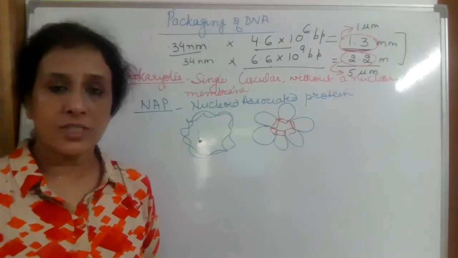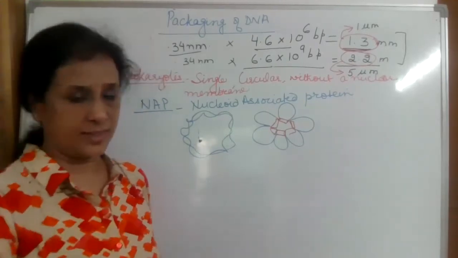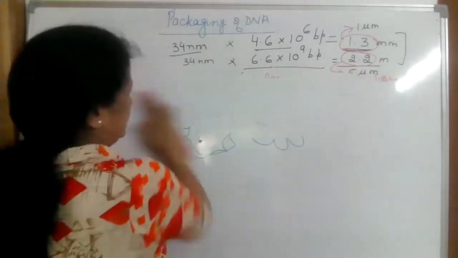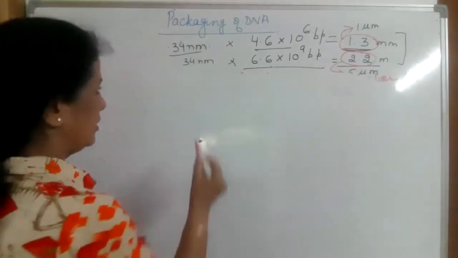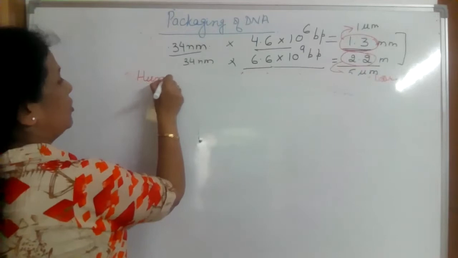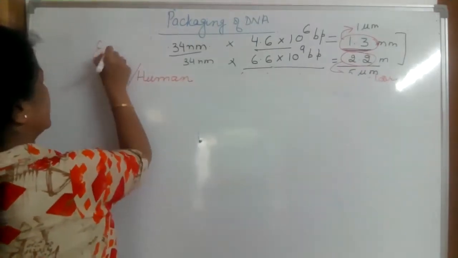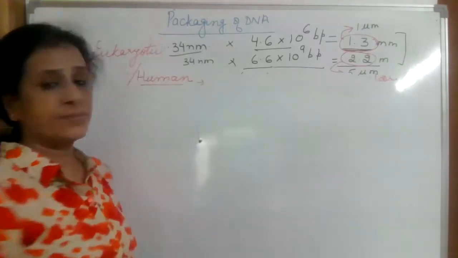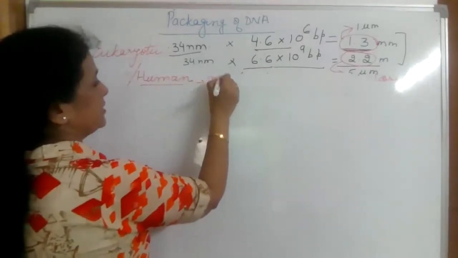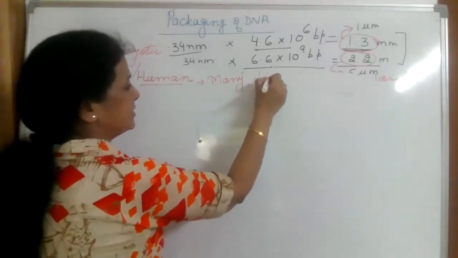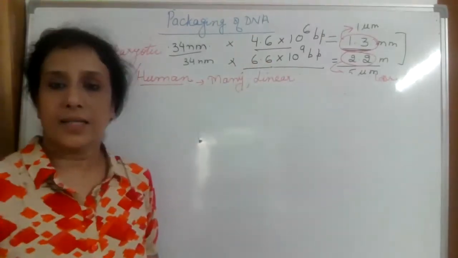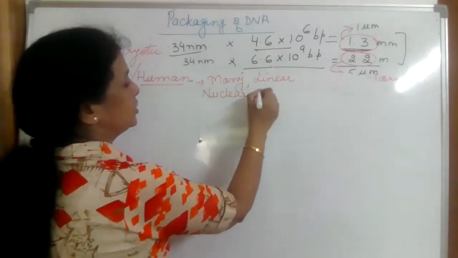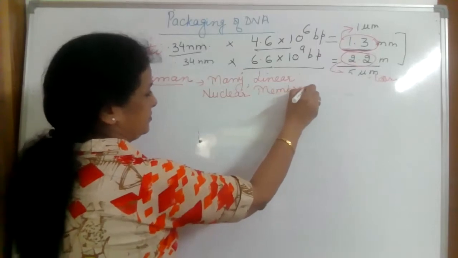Now let us see how this packaging occurs in a eukaryotic cell. To be very specific, let us do it in the human being. In human, we are taking the example of a eukaryotic cell. So in human or in eukaryotic cells, there are many chromosomes, they are linear, and they are bounded by a nuclear membrane. So there is a specific nucleus here.